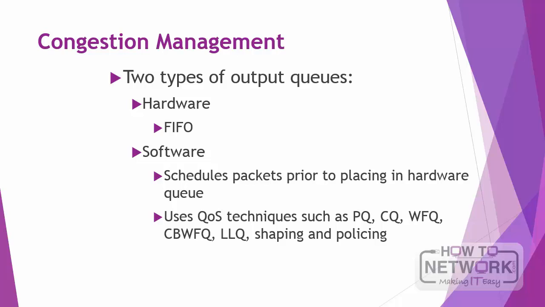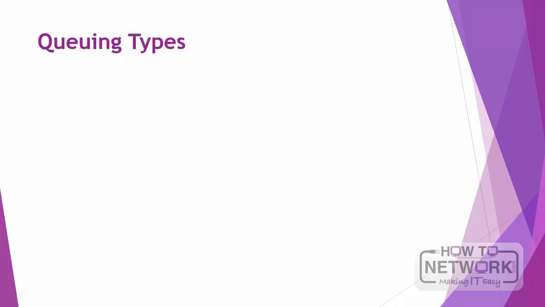The software queue uses quality of service techniques such as priority queuing, custom queuing, weighted fair queuing, class-based weighted fair queuing, low latency queuing, and traffic shaping and policing. Let's go through each one of those. Cisco does not expect you to know each of these in detail. Again, that would be later in your CCDP studies. But that being said, they want you to understand what each of these are.